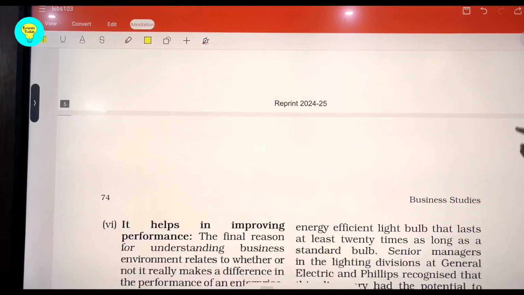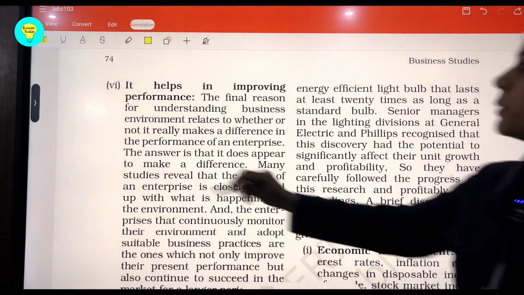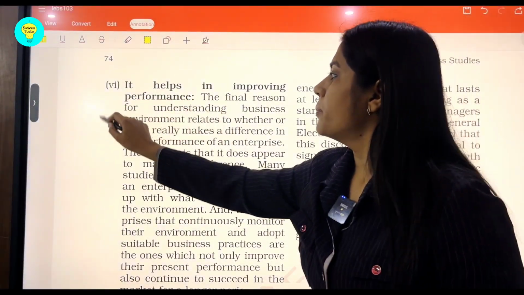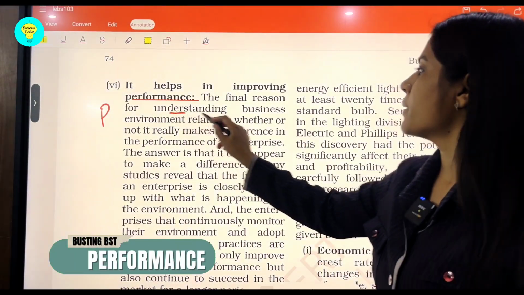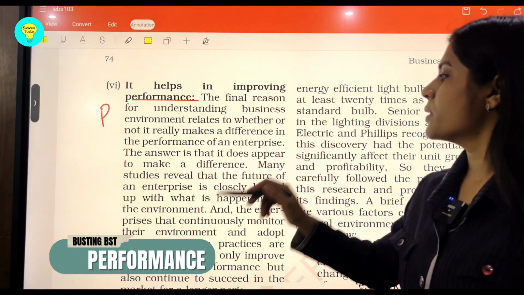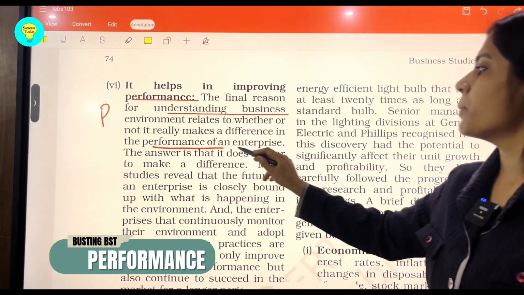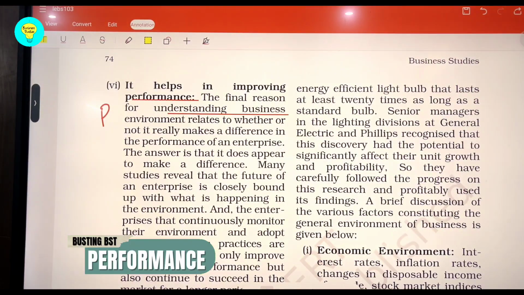The last point under this is another P, that helps in the performance upliftment of the organization. It's very natural, students, that when the business will understand its environment, it will also understand how far it can make a difference in the performance.